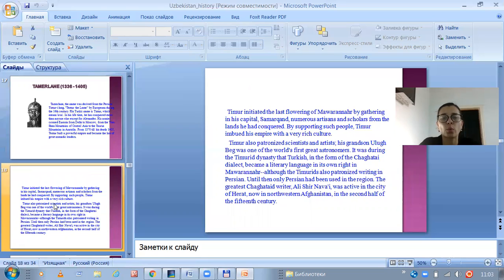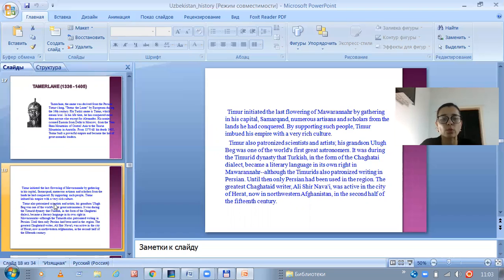Timur initiated the last flowering of Mawarannahr by gathering in his capital Samarkand numerous artists, architects, builders, scholars, and scientists from lands he had conquered. By supporting such people, Timur imbued his empire with a rich culture, which has left us a huge number of fascinating ancient archaeological monuments such as Shah-i-Zinda, Ulugh Beg Observatory, and Registan Square, which consists of three historical places. Timur also patronized scientists and artists.